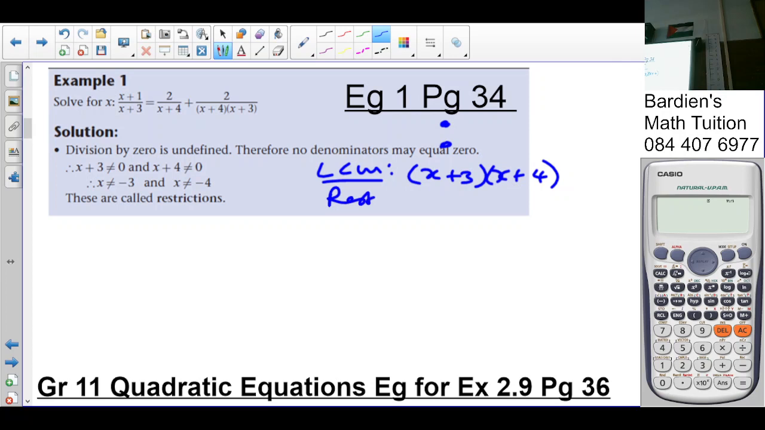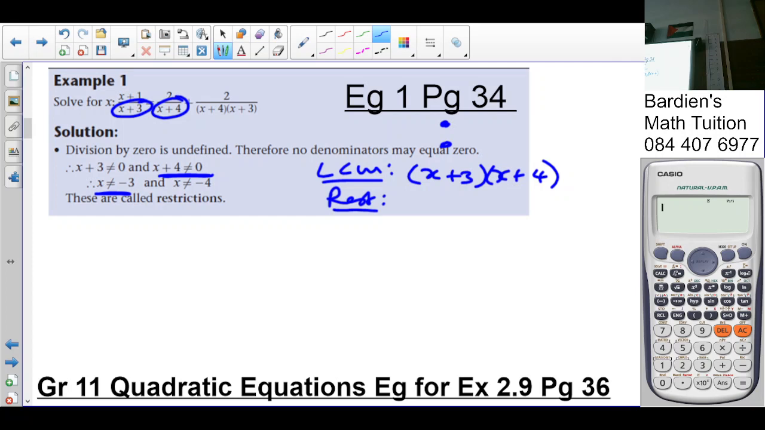Now my restriction is values for which x can never be equal to. Division by 0 is undefined. Therefore, no denominator can be equal to 0. Therefore, x plus 3 can never be equal to 0, so x can never be equal to minus 3, as well as x plus 4 can never be equal to 0, therefore x can never be equal to minus 4. Does it make sense, people? So if x is minus 3 or negative 4, the sum will come to be undefined.